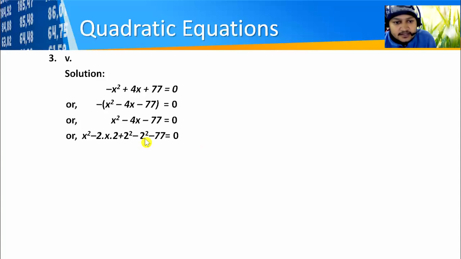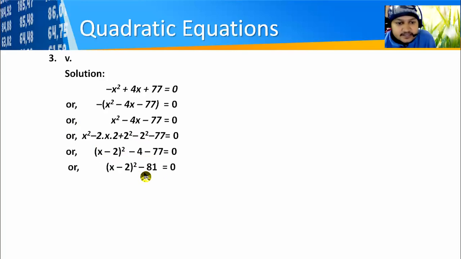Plus 2 square you may add to right side, or you can subtract here only. Since 2 square was added, we subtracted it here. And after this it becomes 4 and it remains the same. And this one is the formula of x minus 2 whole square. A square minus 2ab plus b square is the formula of a minus b whole square. Now add these two values. X minus 2 whole square minus 81 is equal to 0.